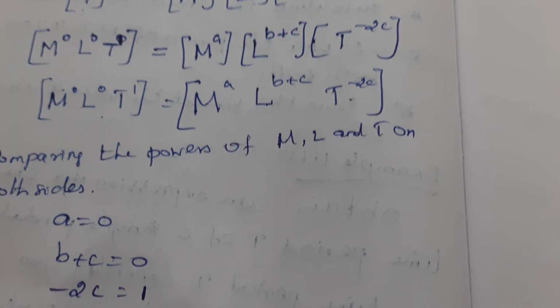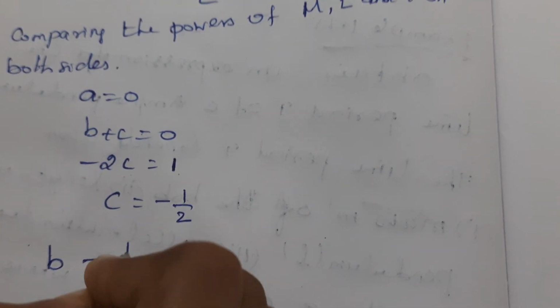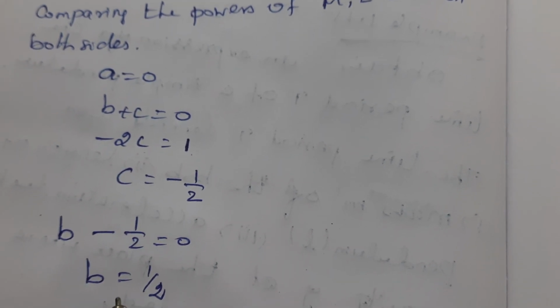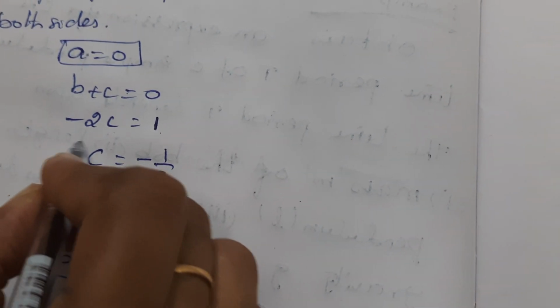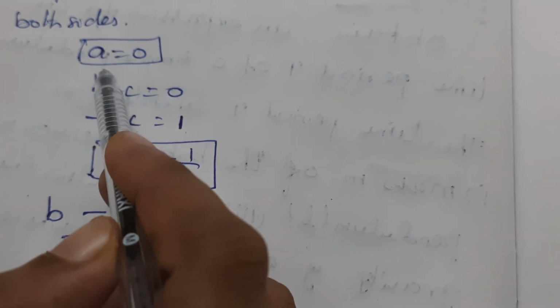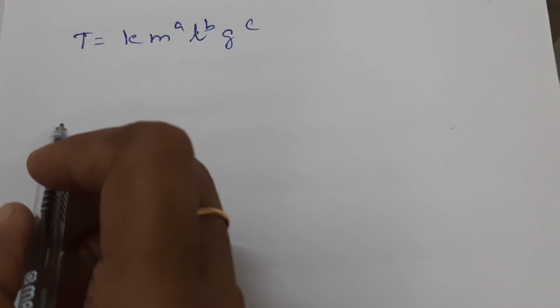From this, what is c? c is equal to minus 1 by 2. Substitute the value of c in this equation. So b plus c, that means b minus 1 by 2 equal to 0, or b equal to 1 by 2. So we got all the values. What are the values? a equal to 0, b equal to 1 by 2 and c equal to minus 1 by 2.